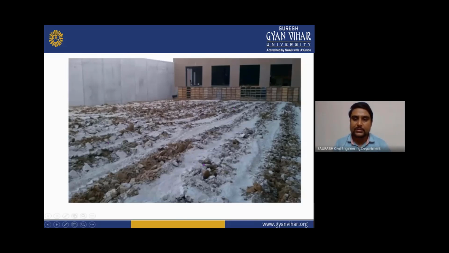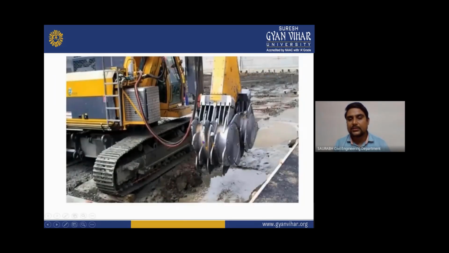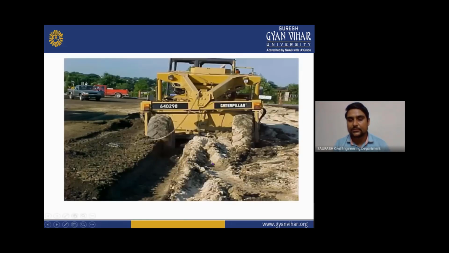Now, as you can see, this is also a method of improving the soil bearing capacity by soil stabilization, before adding the lime and after adding the lime on your surface. These things are generally conducted for the preparation of pavement and the preparation of floor of any important structure.